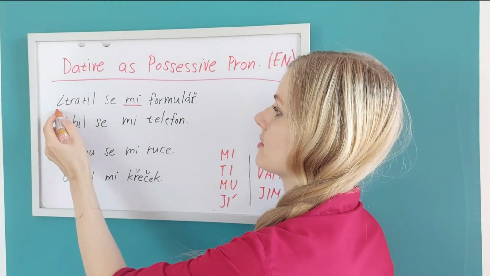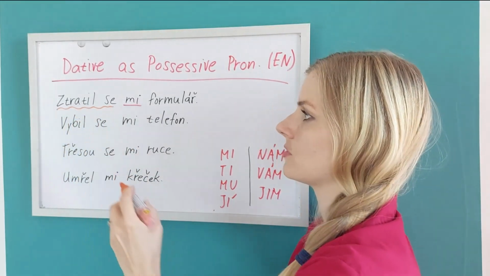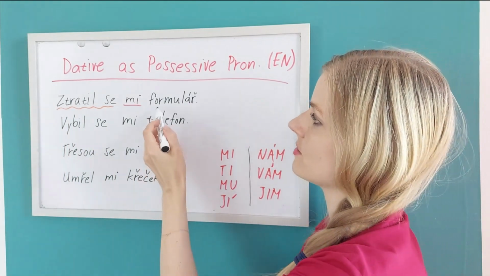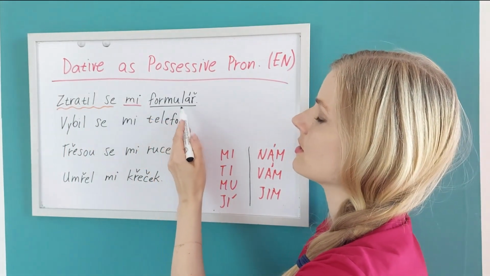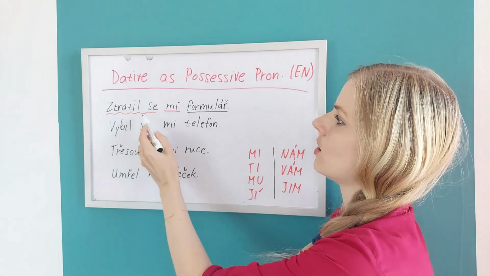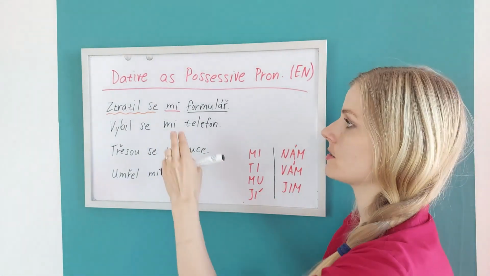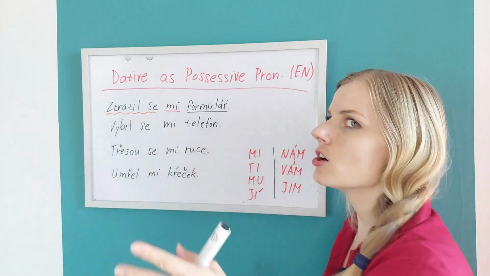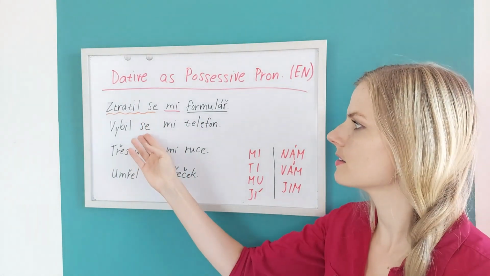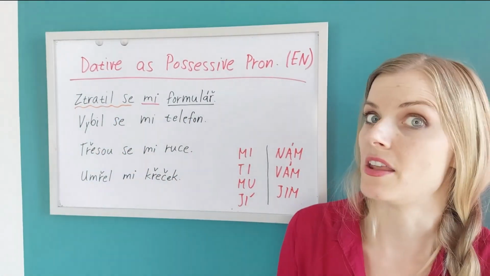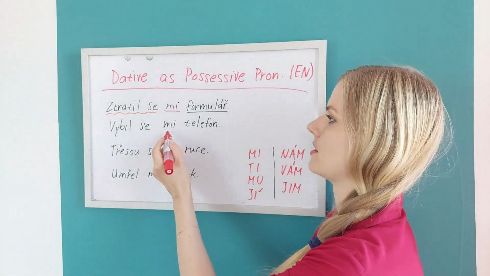Remember, ztratil se, this is the verb. And formulář, this is the subject. So we are saying the form was lost to me. Again, it doesn't make sense. But this would work as my form got lost. Let's take a look at the second sentence. Vybil se mi telefon. We can clearly see the dative here.